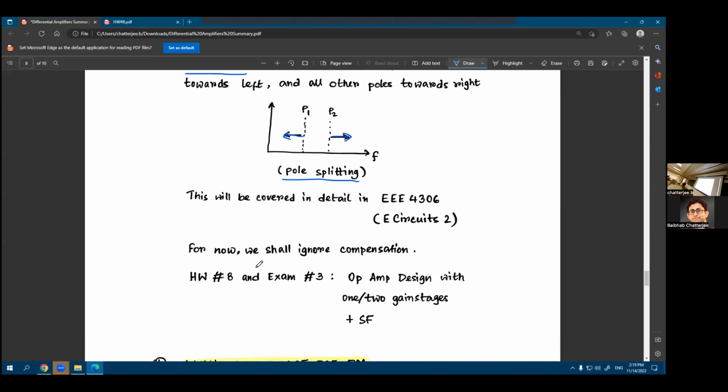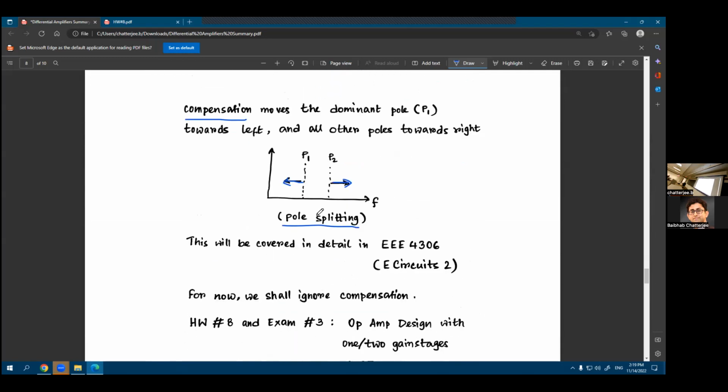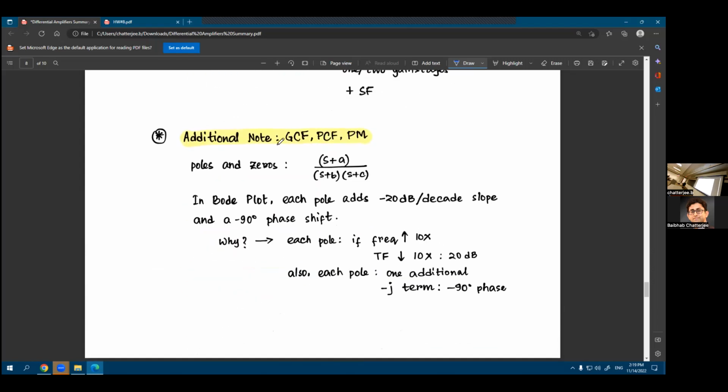We'll learn the details in eCircuits 2, how compensation is done and what equations you should use for that. But right now it suffices to know that this was the challenge, and that's why you want to do pole splitting. That's why you want to learn eCircuits 2 later on, right? So this will be a concept that will be taught later. But before that, I would just like to talk about some other concepts: gain crossover frequency, phase crossover frequency, and phase margin. So you know about poles and zeros, right?